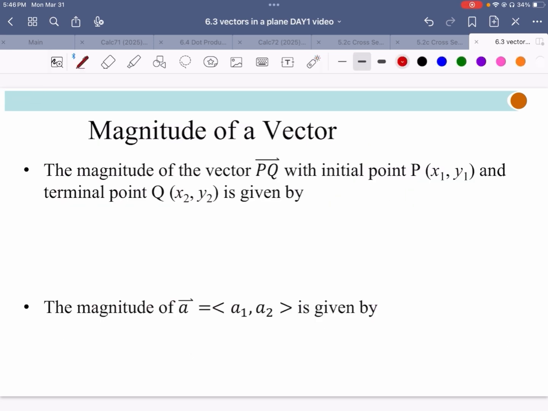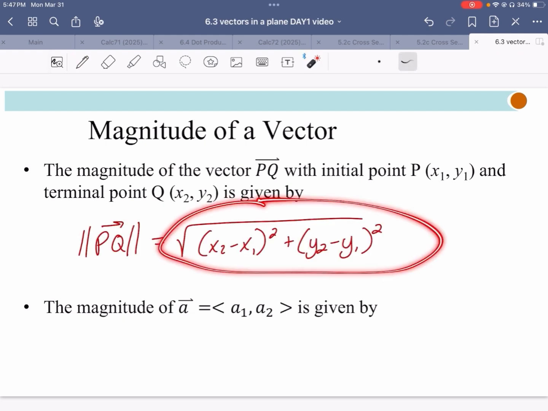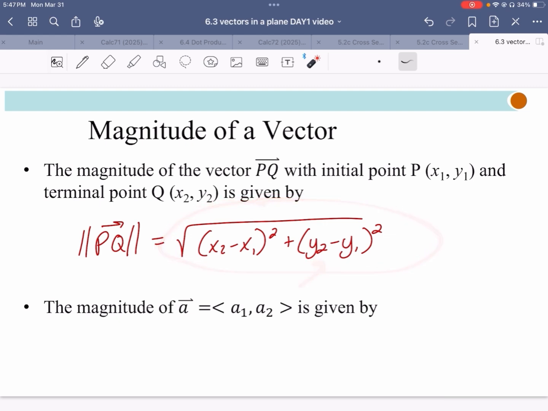So let's write that down. The magnitude of the vector PQ, where the initial point is (x1, y1) and the terminal point is (x2, y2), is given by the square root of (x2 minus x1) squared plus (y2 minus y1) squared. So this is actually directly the distance formula. You may remember that from your geometry class. And of course, notice out here that I put those double bars around the name of my vector to indicate that I'm finding the magnitude.